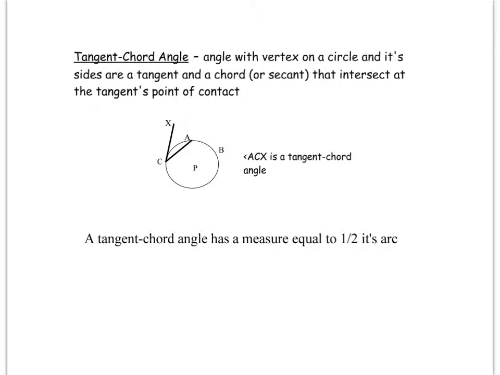A tangent chord angle, again, you can see now the vertex is on the edge of the circle, but half of the angle is a chord, and the other half of the angle is a tangent. So we have a tangent chord angle, and this angle right here is going to equal half of the inscribed arc right here. A tangent chord angle has a measure equal to half of the inscribed arc.